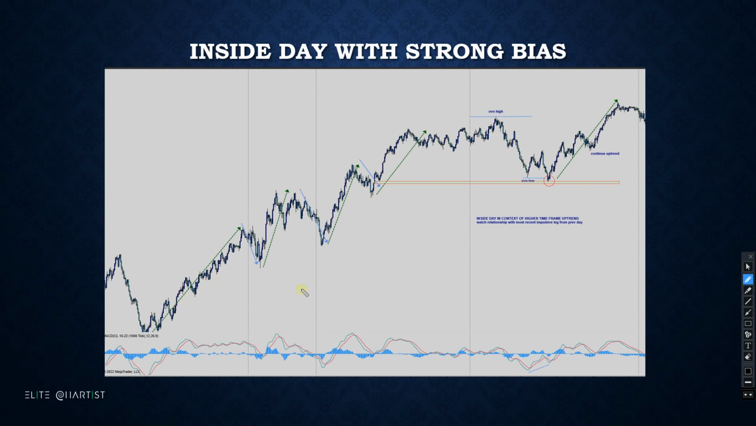I drew the green arrows to show you that we are clearly in an uptrend. Higher lows, higher highs, impulsive strong moves up, shallow retracements. This is an uptrend. But then we hit this day. This day is inside. It's an inside day, isn't it? It's an inside day because that's the previous day high and the previous day low is all the way down here. So what's different about this kind of day?